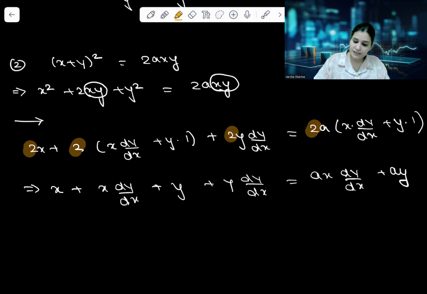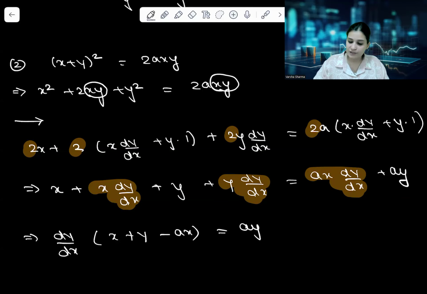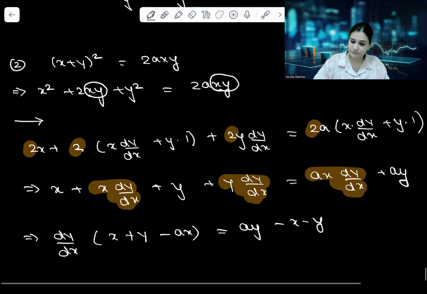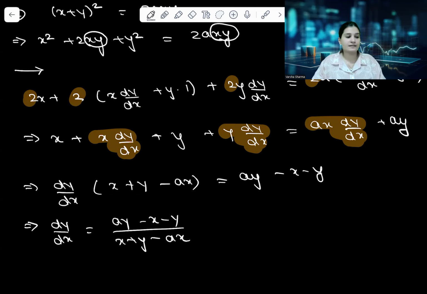Similarly here, all the terms that contain dy by dx, we bring them on one side and take common. So taking dy by dx common, x plus y minus ax, without dy by dx on the right hand side. So from here, dy by dx will be ay minus x minus y, divided by x plus y minus a. Yes? Yes, ma'am.